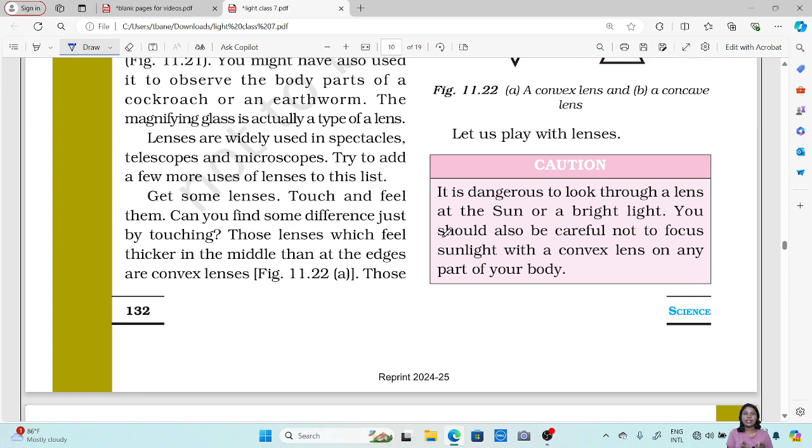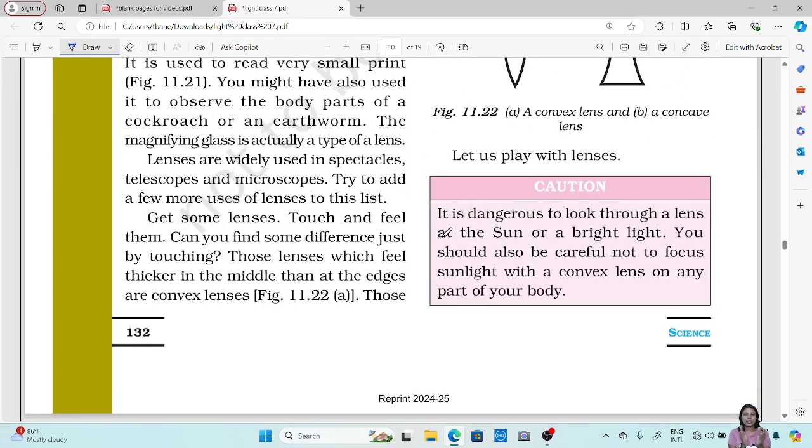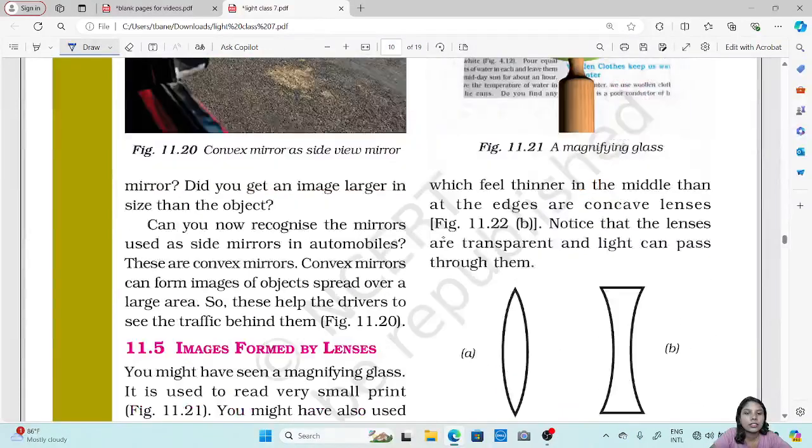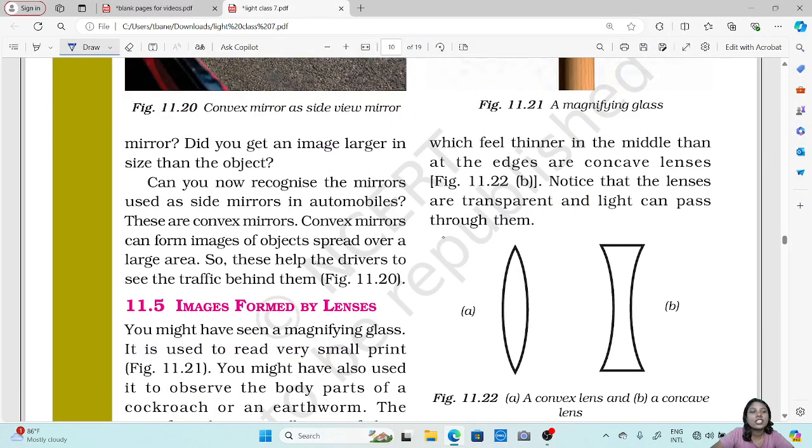So now what they are saying is that the ones which are thicker in the center and then thin out on the ends are convex. And the reverse of this will be the ones which are thinner in the center and broader at the ends. These are the concave lenses. Lenses which feel thinner in the middle than the edges are concave lenses. Notice that the lenses are transparent and light can pass through them.